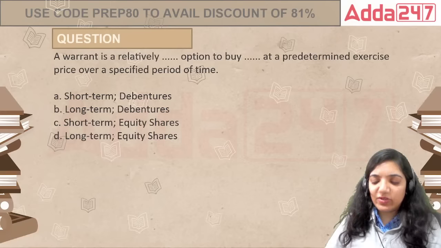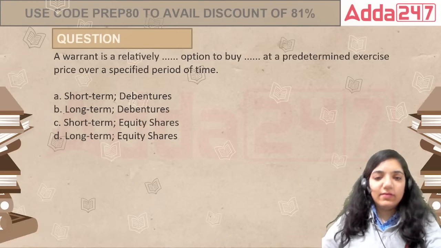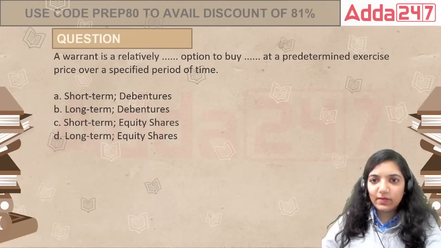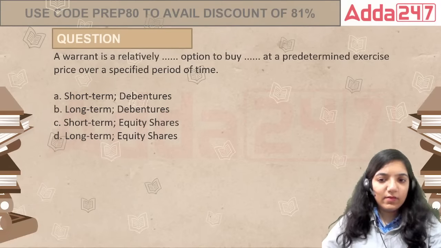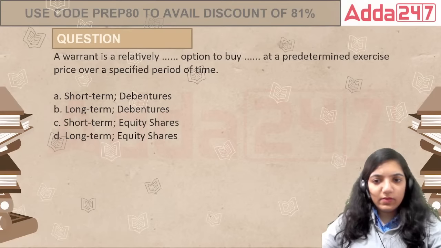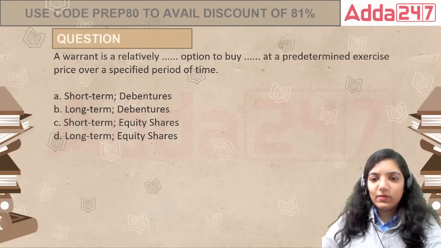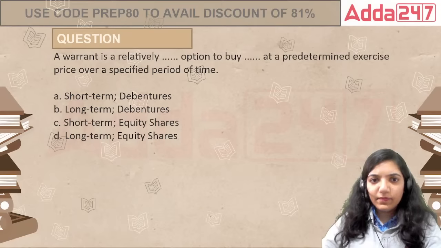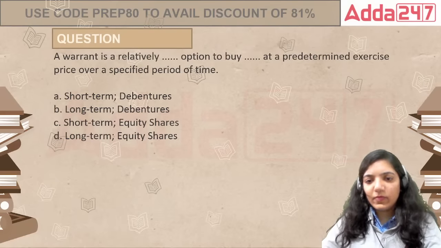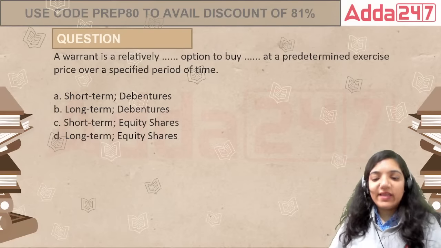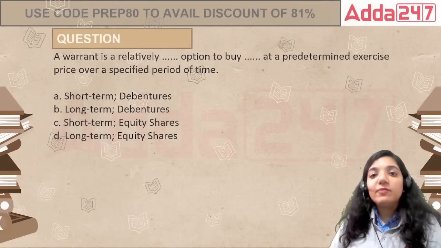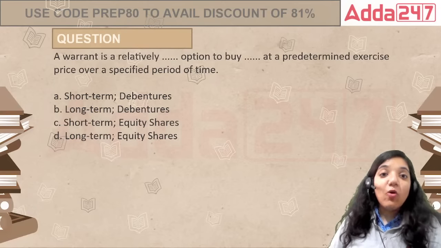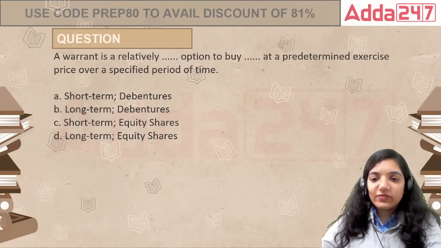Go ahead and answer this question, everyone. Okay, the question says that a warrant is a relatively long-term option to buy shares at a predetermined exercise price over a specified period of time. Just a second, please.